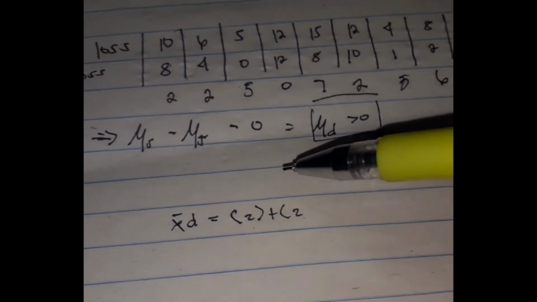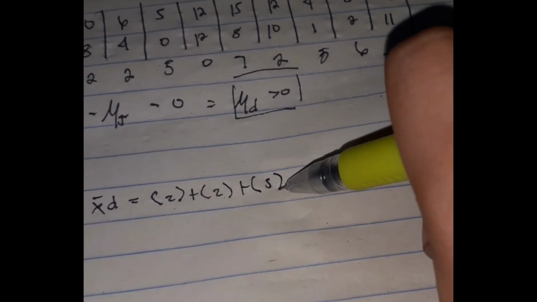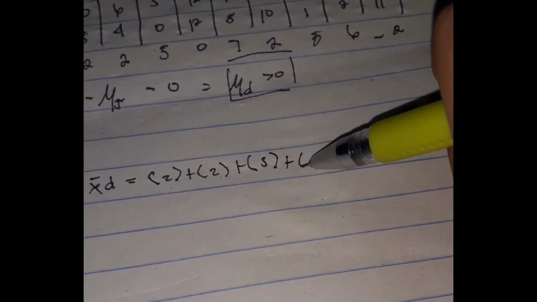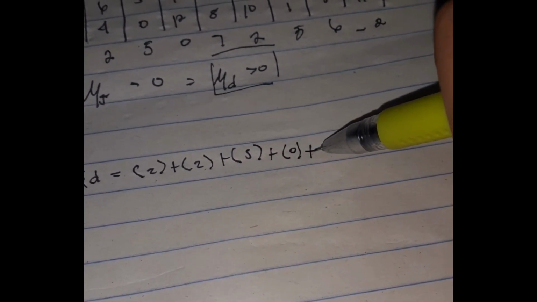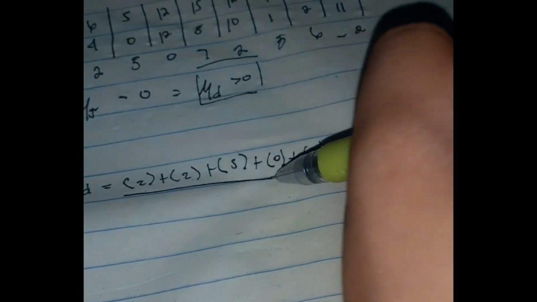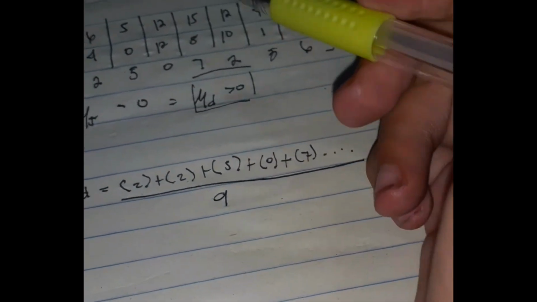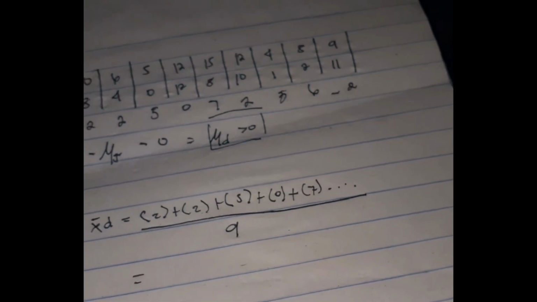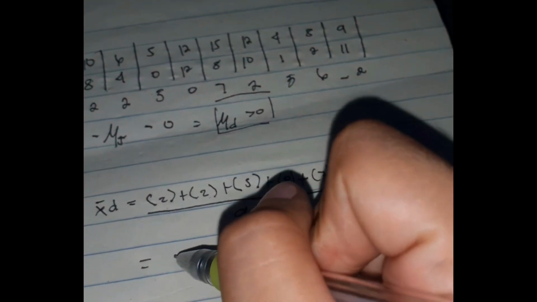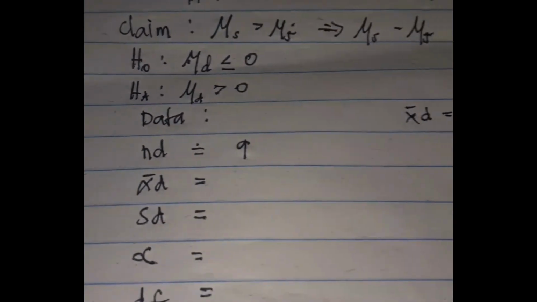Then let's find the x bar for the differences. So 2 plus 2 plus 5 plus 0 plus open parentheses 7 and so on, divided by 9, the number of differences. It equals 2.778. So that is our x bar for the differences.